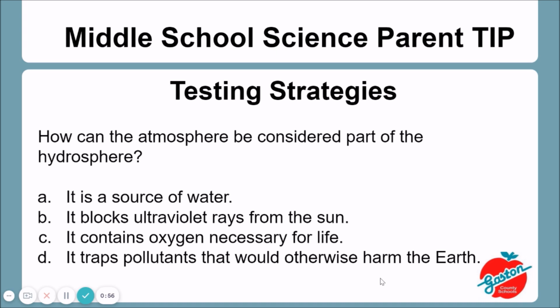Here is a multiple choice question on the 8th grade unit, the hydrosphere. Question: how can the atmosphere be considered part of the hydrosphere? Answer options. A. It is a source of water. B. It blocks ultraviolet rays from the sun. C. It contains oxygen necessary for life. D. It traps pollutants that would otherwise harm the earth.